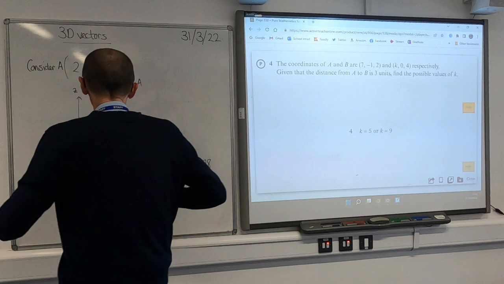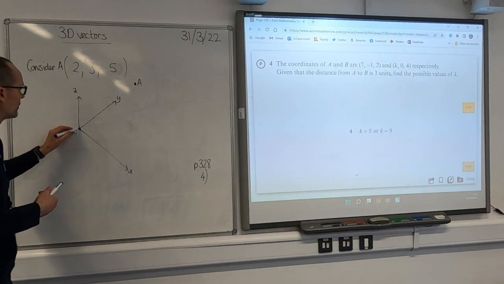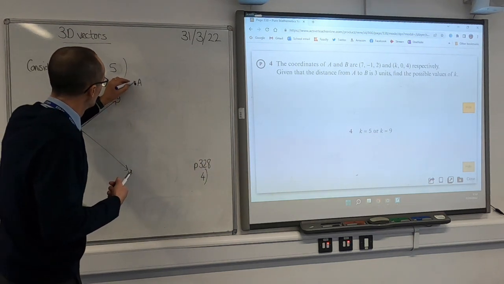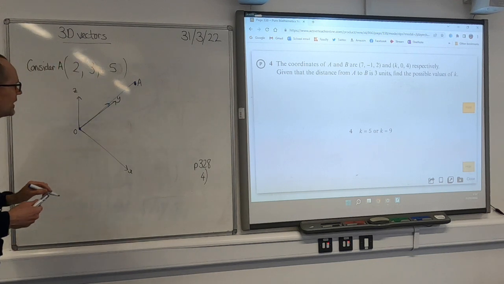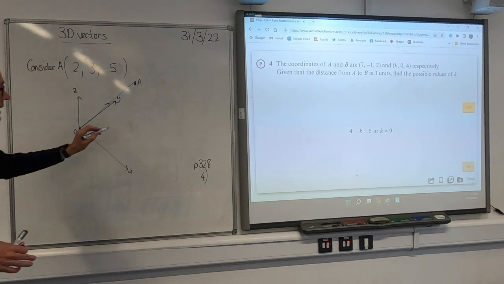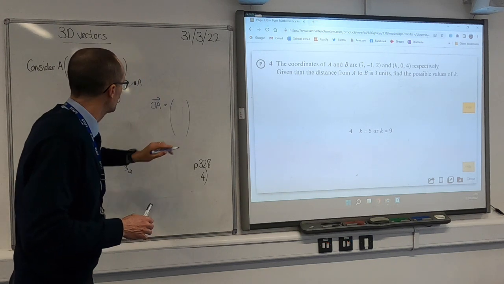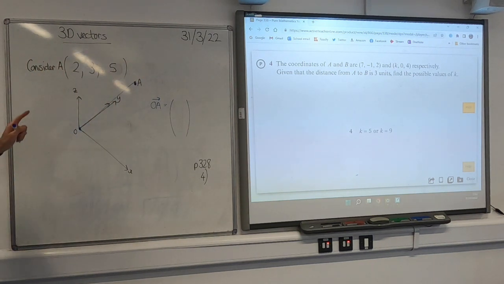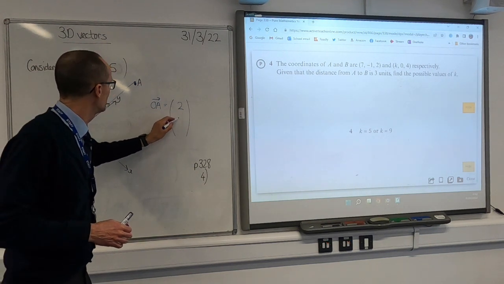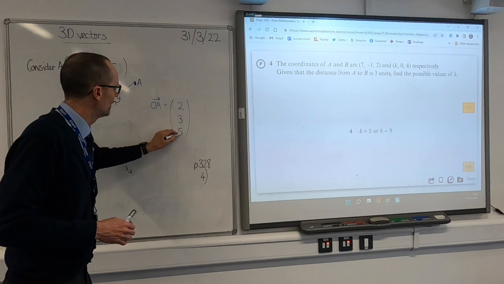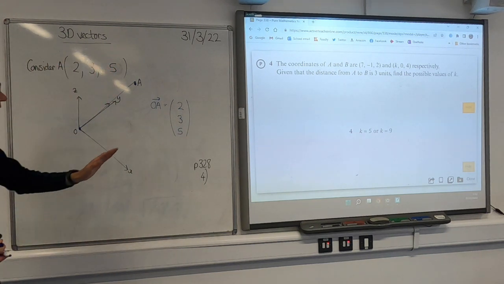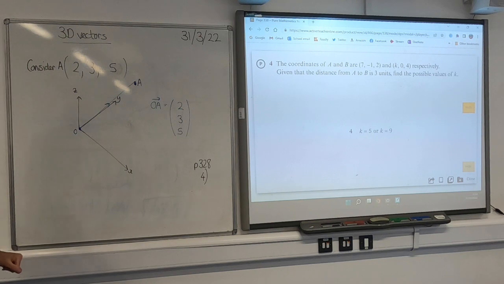So my question is, how do I get to A from the origin? That journey there, well, we can describe that journey using a 3D vector. To get from 0 to A, I go along 2, back across 3, and up 5. So a 3D vector is very similar to a 3D coordinate with one very obvious difference.